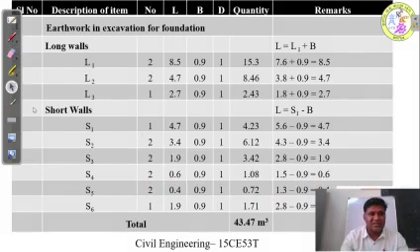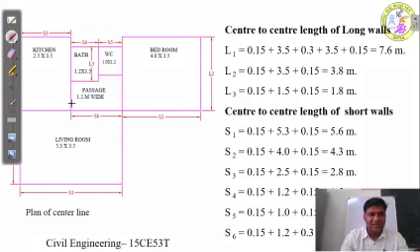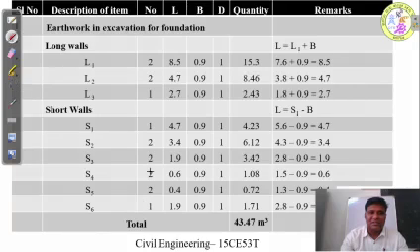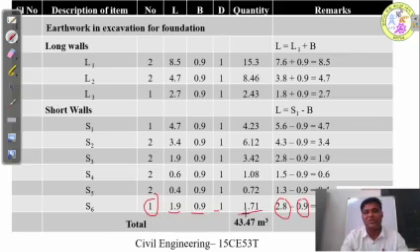And the last wall is S6. So from here to here it is called S6. So the center to center length of S6 is 2.8 meters, and there is only one wall of S6, that is this one. So S6 only one number of wall, center to center length is 2.8 minus 0.9 will give me 1.9. So 1.9 into 0.9 into 1 will give me 1.71 cubic meters, the earthwork for this wall.